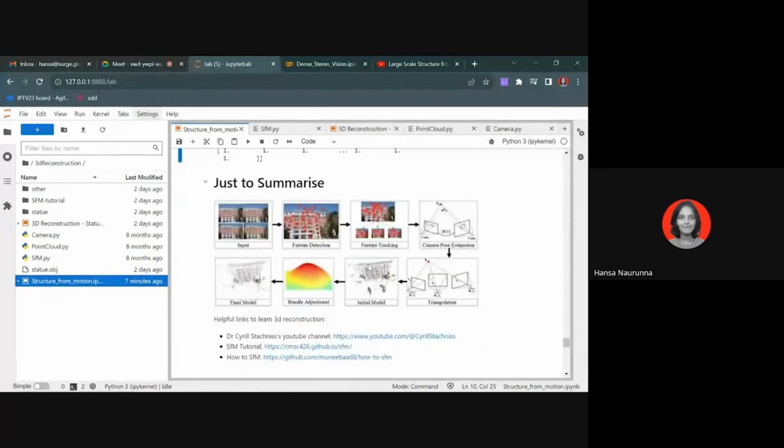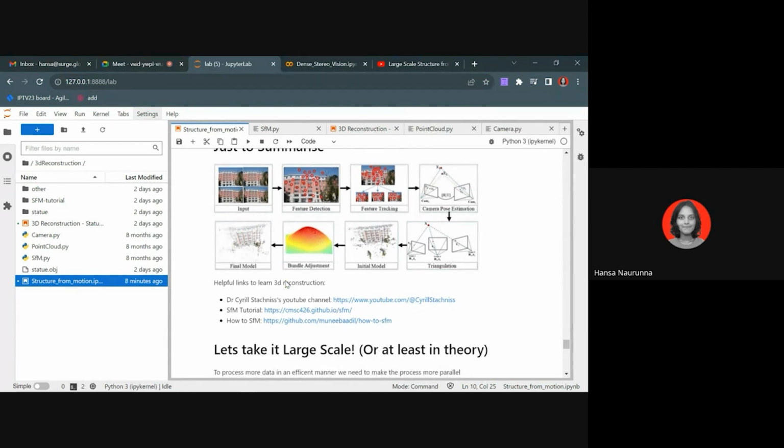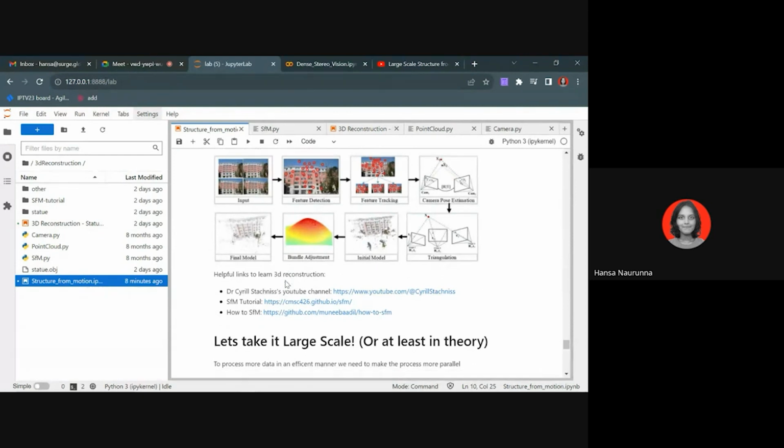And then there are a few other steps we can do. So there's bundle adjustment, and then we get the final model, I guess. Bundle adjustment is where you have all the cameras and all the points, and we're just trying to minimize the reprojection error. So we can reproject and see if the rays are intersecting or not, and we try to minimize that. It's a big least squares problem.